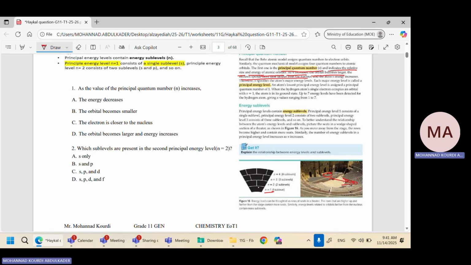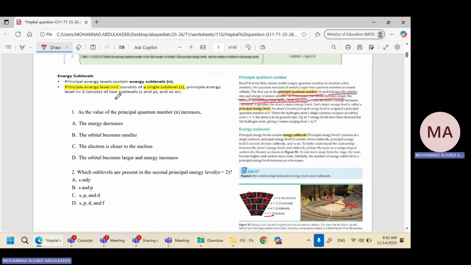In 1, we have s orbital. In 2, we have s and p orbitals. And number 3, we have s, p, d orbitals. And the last one will be containing the whole orbitals, which is s, p, d, and f.